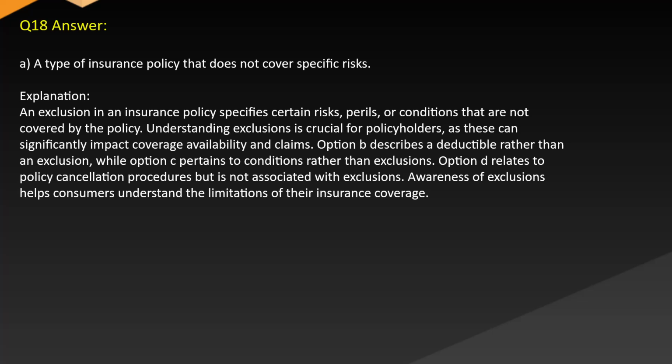Option B describes a deductible rather than an exclusion, while option C pertains to conditions rather than exclusions. Option D relates to policy cancellation procedures but is not associated with exclusions. Awareness of exclusions helps consumers understand the limitations of their insurance coverage.